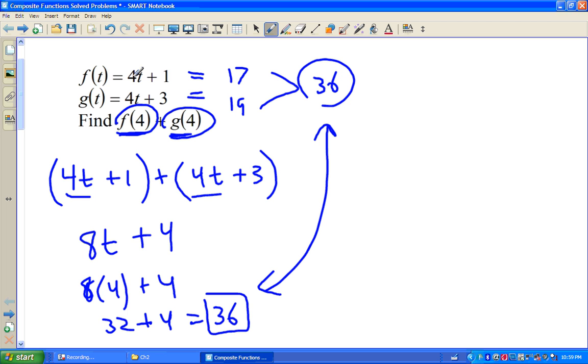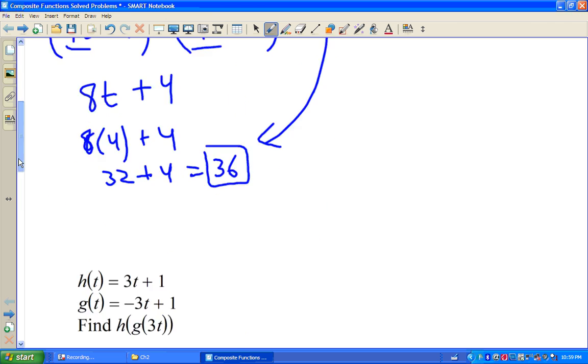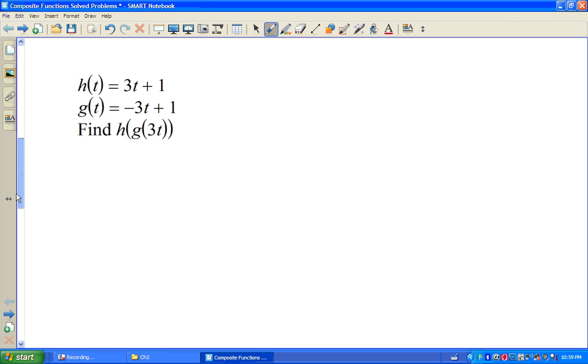Some students like plugging the 4's in here first because maybe you do less algebra, but either way you should get the same answer. Okay, so what happens here when we get more complicated functions? For this one here, I'm going to look at h of g of 3t. So we're taking h of g, which means I'm going to rewrite h, but every time I have a t, I'm actually going to plug in the function of g.